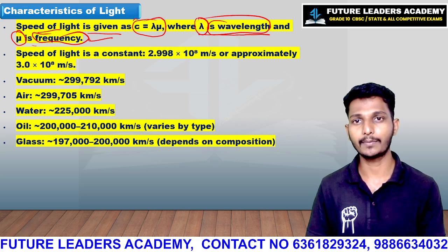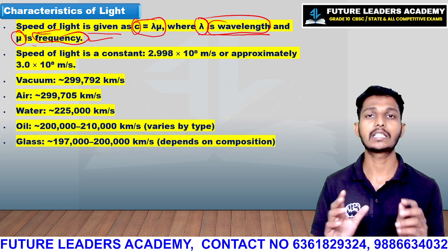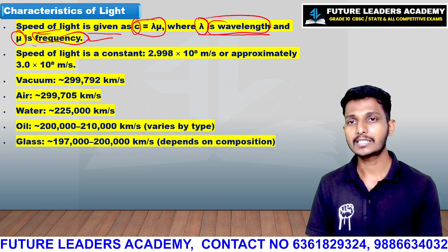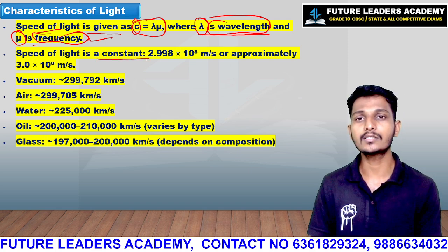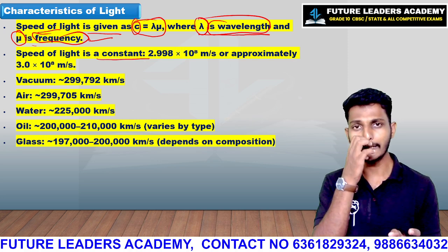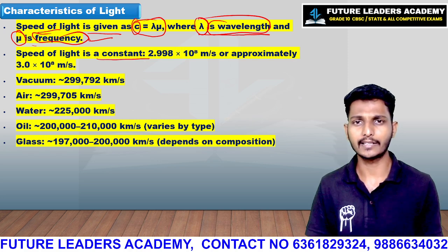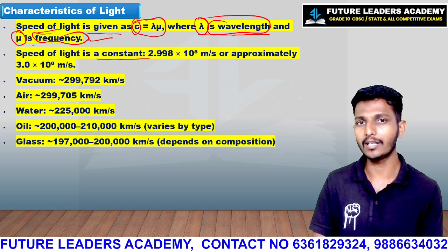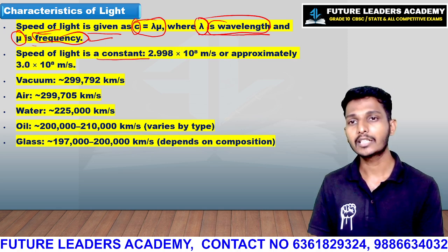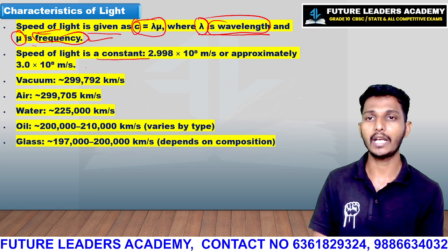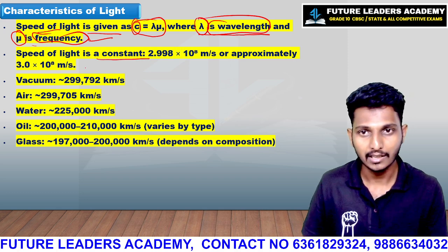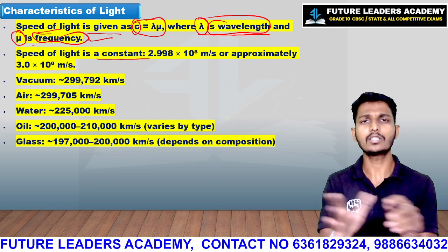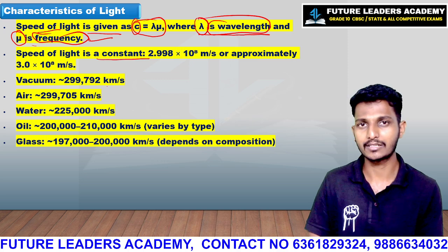How to calculate the speed of light? The speed of light is denoted by capital C. The speed of light is constant. The speed of light is constant, about 2.998 into 10 to the power 8 meter per second, or approximately 3.0 into 10 to the power 8 meter per second. So that is the constant value of the speed of light.